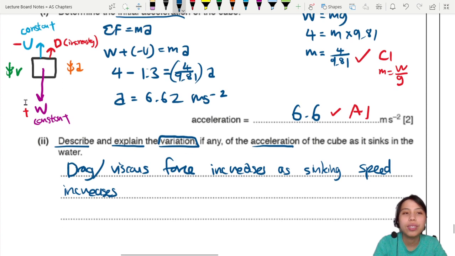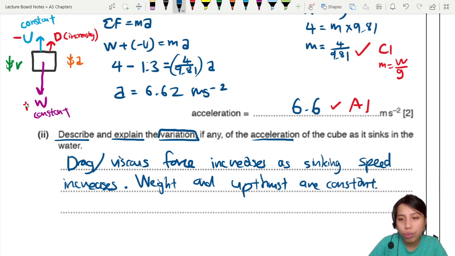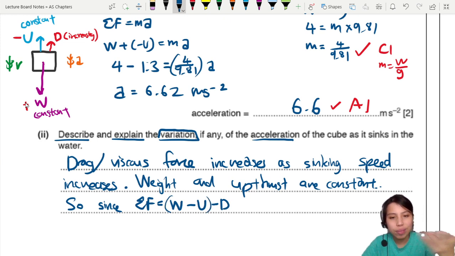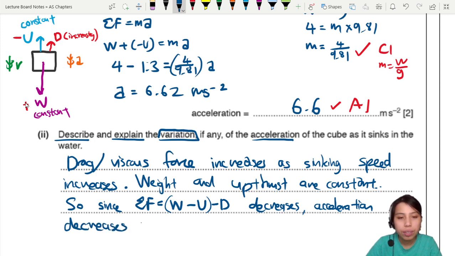Best to also mention, talk about all the forces here. So we can say weight and upthrust are constant. So the only thing that's changing is drag force. So since net force here, what is the net force? Downwards is weight, right? Upwards is upthrust, upwards is drag. So all this W and U is constant, it's just D is increasing. So since that one, the net force decreases, acceleration also decreases until 0 if it reaches terminal velocity.